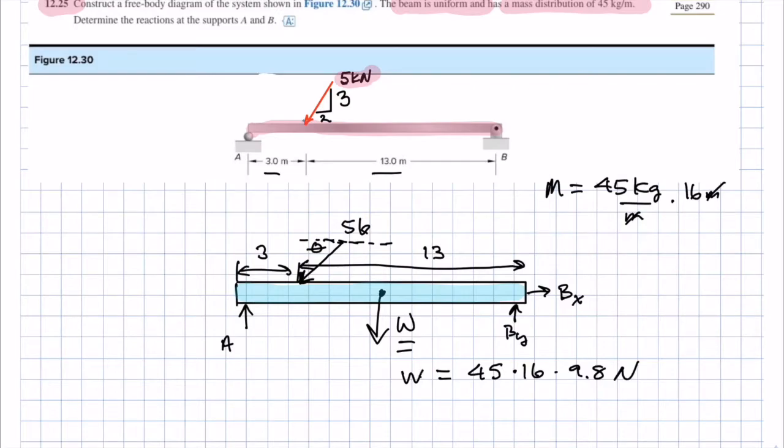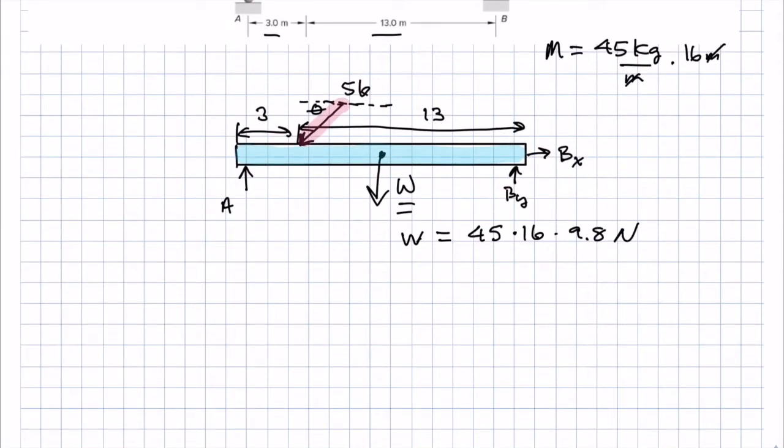From there, we are interested in finding the reactions at supports A and B. Now I referenced B back to the right because I could tell that the force here was pushing it back to the left, so I know that B has to counteract that. And like we've done several times, we're going to need the sum of forces in the x direction, the sum of forces in the y direction, and the sum of moments.